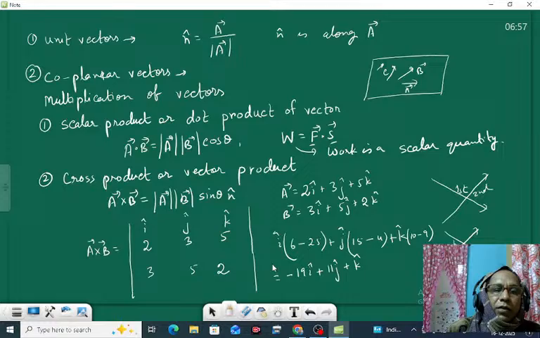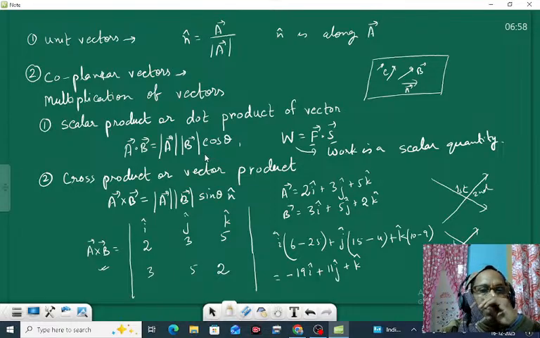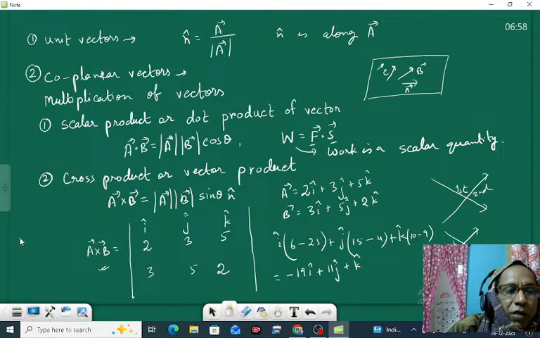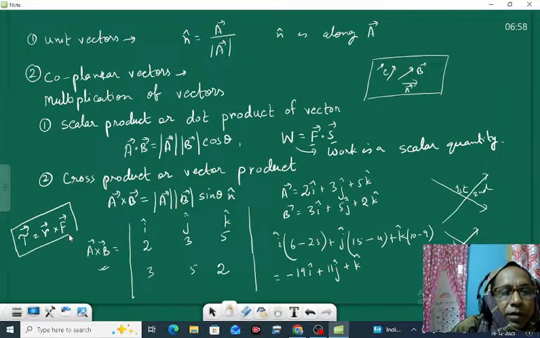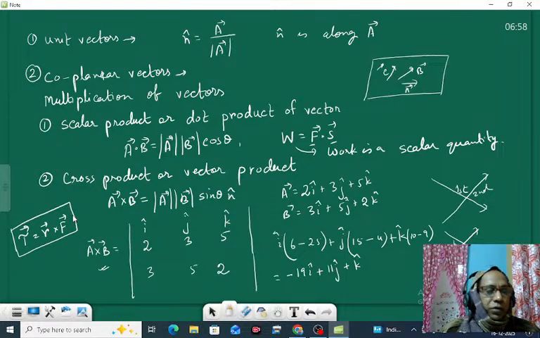So for finding A cross B, find the determinant value. For scalar product, it is modulus of A, modulus of B into cos theta. These are the scalar product or dot product of vectors. And in cross product, the torque tau can be found this way: r vector cross F vector. You know that tau equals r cross F, where r is the perpendicular distance, F is the force, and tau is the torque. So for scalar product, work done is the standard example, and for cross product, torque tau is given by r cross F.